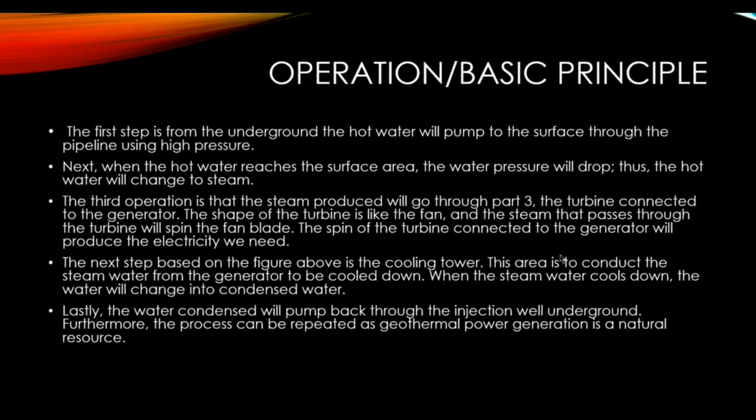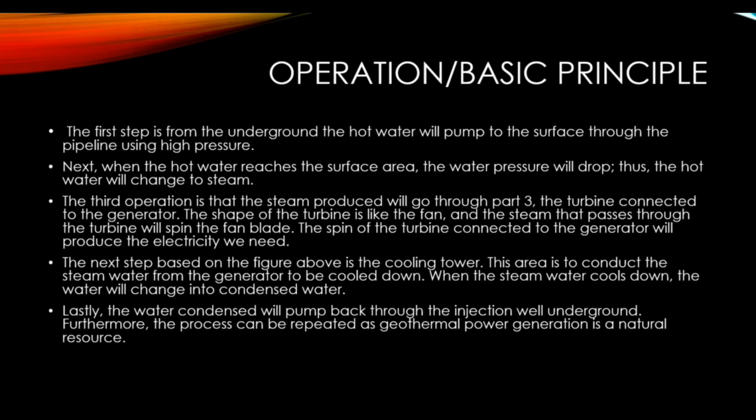The third operation is that the steam produced will go through the turbine connected to the generator. The shape of the turbine is like a fan, and the steam that passes through the turbine will spin the fan blades. The spin of the turbine connected to the generator will produce the electricity we need.